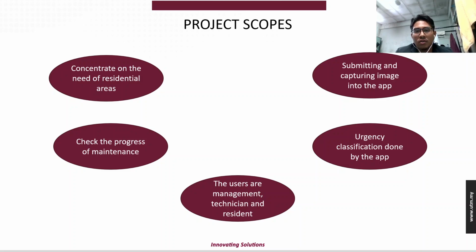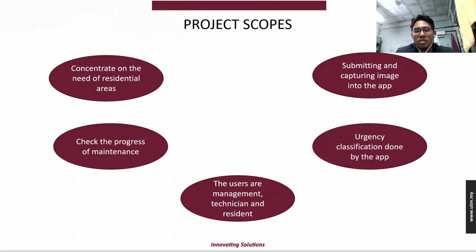There are five scopes for my project. The first one, I want to concentrate totally on the needs of residential areas in terms of maintenance reporting issues. Then submitting and capturing images in the app, which the user can use during report submission. They can just snap and it will be handled by the app. The next one is checking the progress of maintenance, which relates to status tracking.